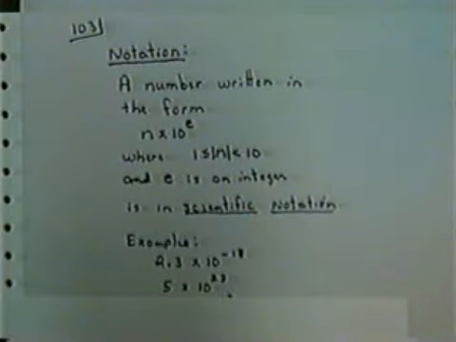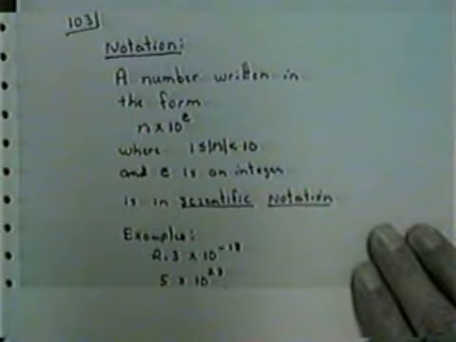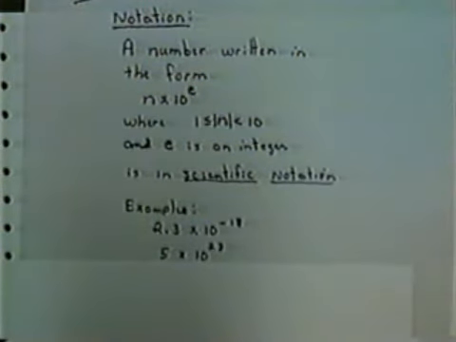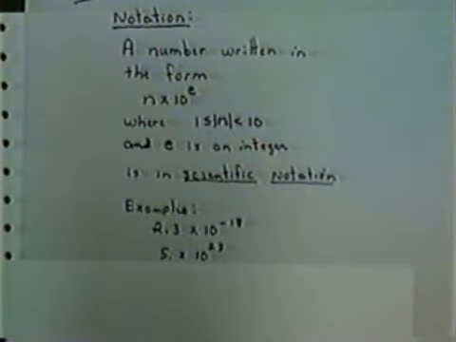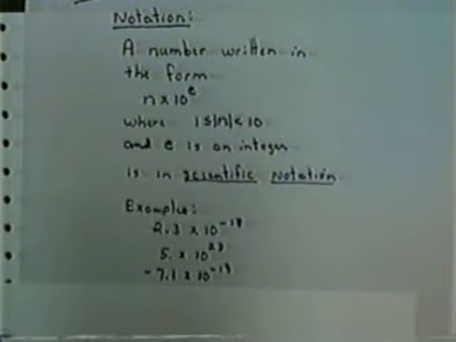Another example, 5 times 10 to the 23rd power. We have an understood decimal here, so I have one digit to the left of the decimal. 23 is an integer. So 5 times 10 to the 23rd is in scientific notation. -7.1 times 10 to the -19 is in scientific notation. We have one digit to the left of the decimal. -19 is an integer.